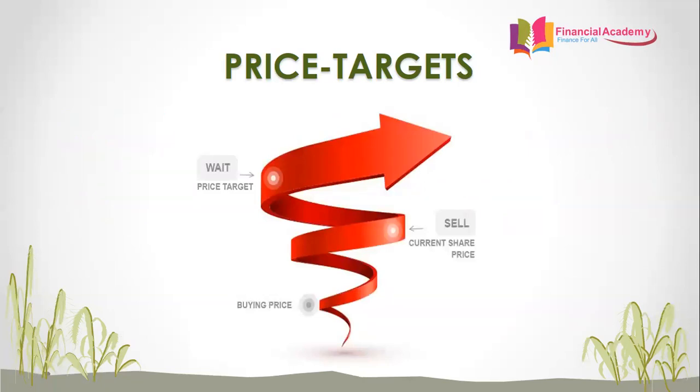Suppose you have purchased the shares at this point, that is your buying price, and you have held these stocks over a period of time, and this is the current price at this level. You don't know what your price target will be. So in this case, whether the share price will go to this level or decline, if you sell the shares at this point, you are able to make only a small profit.